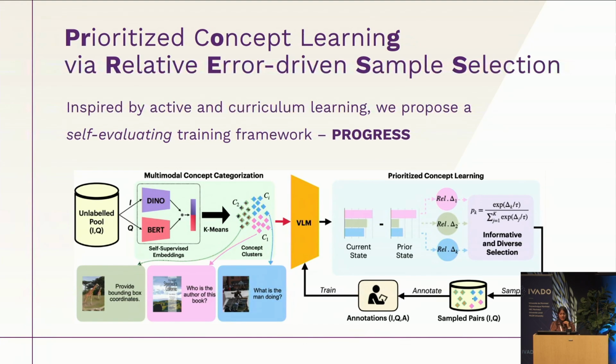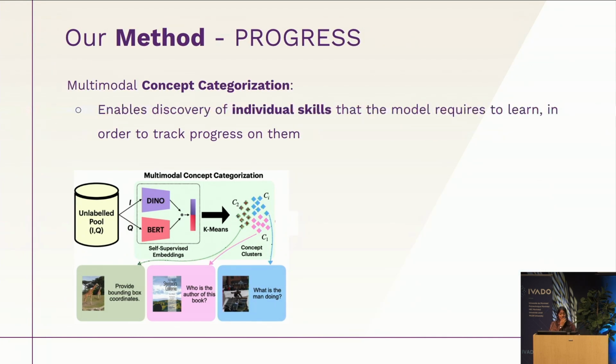So basically, this is the framework that we proposed here. This is inspired by active and curriculum learning, and we propose this self-evaluating training framework. The first stage involves, basically, you take your training data set and then you do some concept categorization.